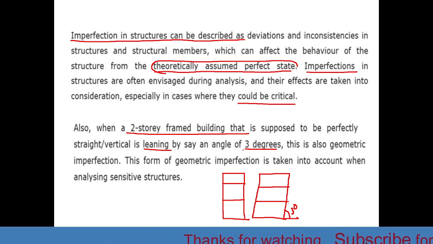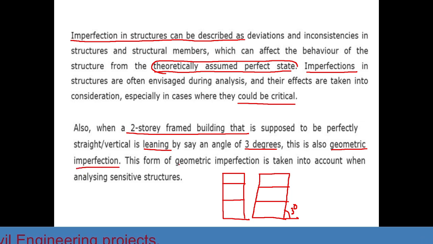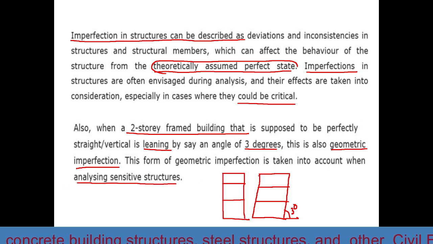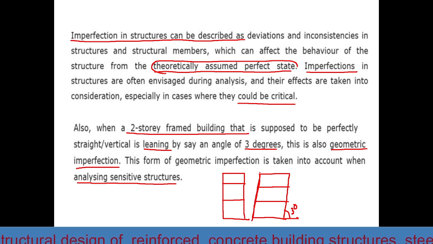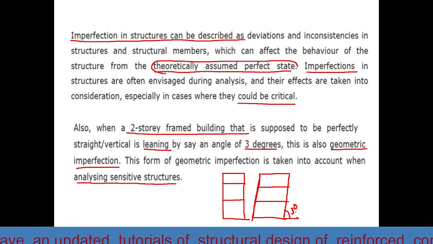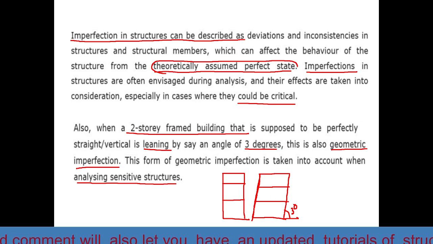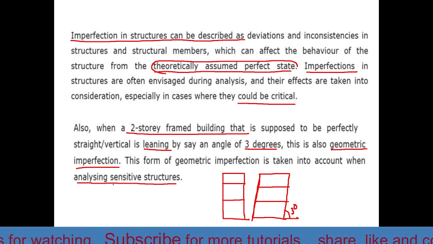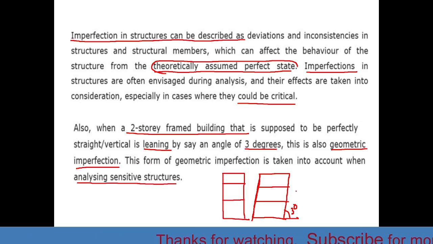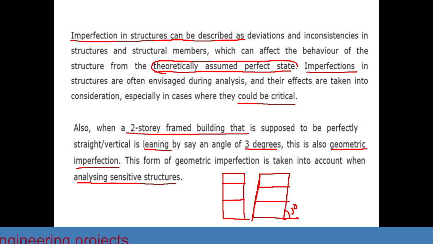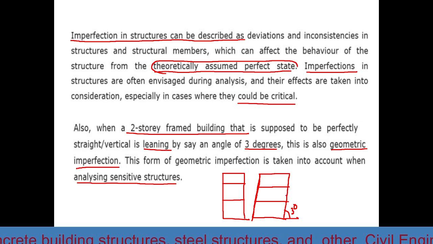Such kind of leaning is geometric imperfection. This form of geometric imperfection is taken into account when analyzing a sensitive structure. So we can model this column as if it is inclined by 3 degrees, and this column as if it is inclined by 3 degrees. So the leaning or the sway of the structure will be taken directly into our model so that the imperfection due to the geometry will be considered automatically during the analysis and designing of the structure.